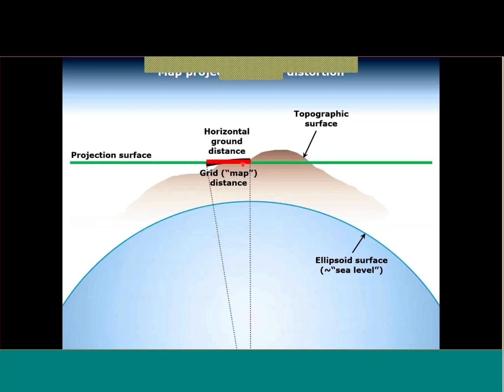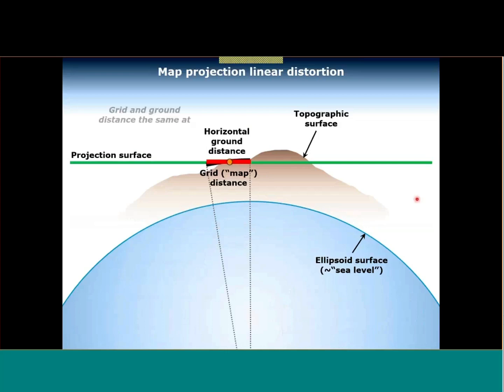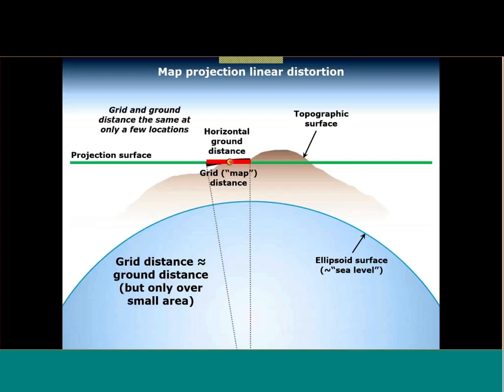Now my grid distance and my horizontal ground distance are pretty darn close together. But there's really only one point in here where that projection surface intersects with topography where the ground distance and the grid distance are the same. So overall, like in this whole area up here, it's better than it was. The grid distances and the ground distances are close, but they're not quite the same.